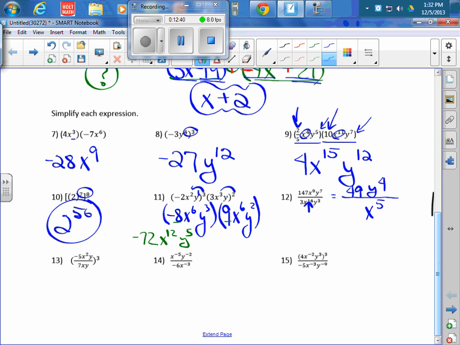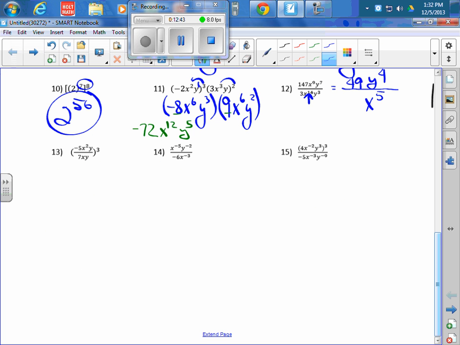In number 13, we're going to need to clear the parentheses first. We don't have, I misspoke there. We're going to want to simplify what's inside the parentheses first before we clear the parentheses. Look at what's inside. If that 3 were not there, what would you do with what's inside the parentheses? Well, you have a negative 5 and a 7. The x squared over x would be an x in the numerator. Look what happens with the y's. They cancel. Now we put the exponent back in, 3.